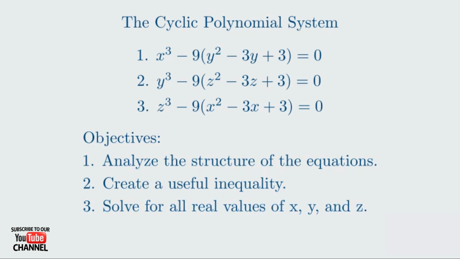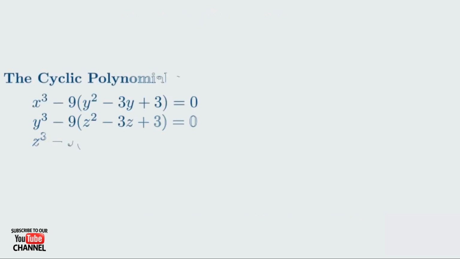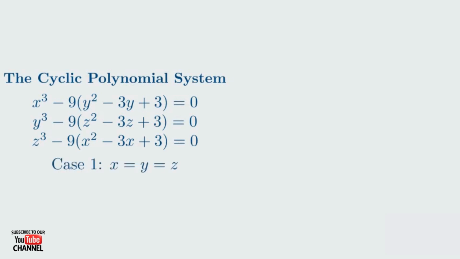Let's begin. A common strategy for cyclic systems is to explore what happens when we assume a specific relationship between the variables. Our first objective is to analyze the structure of the system and, most importantly, identify if there's a solution where all variables are equal. Let's ask the question, what if x, y, and z are all the same value? This is a great starting point for any cyclic system, because if a solution exists where the variables are equal, it simplifies our work significantly. We just need to check if this assumption leads to a valid solution.